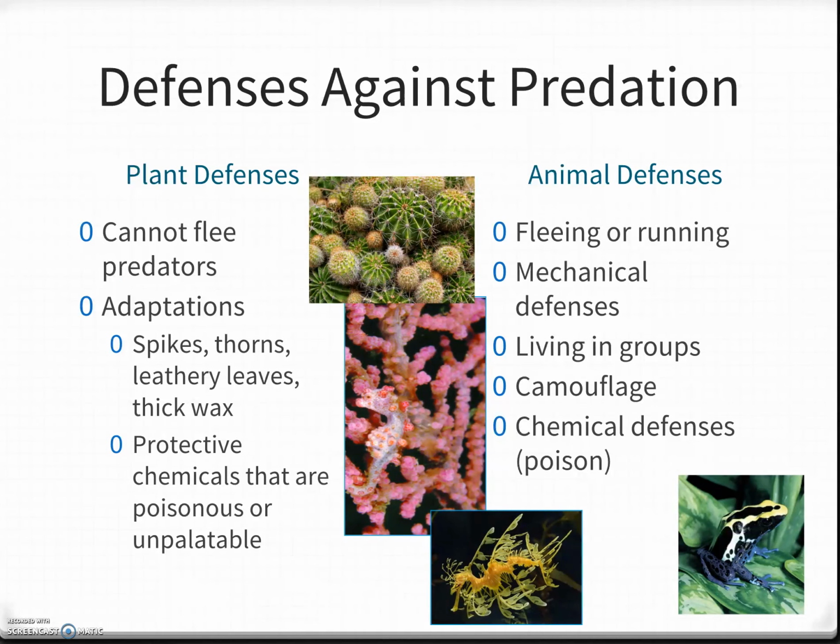Of course, things don't want to get predated on, so they have defenses. Both plants and animals have defenses. Plants can't run away, so they need adaptations like spikes, thorns, leathery leaves, thick wax, protective chemicals that are poisonous or things that organisms don't want to eat.